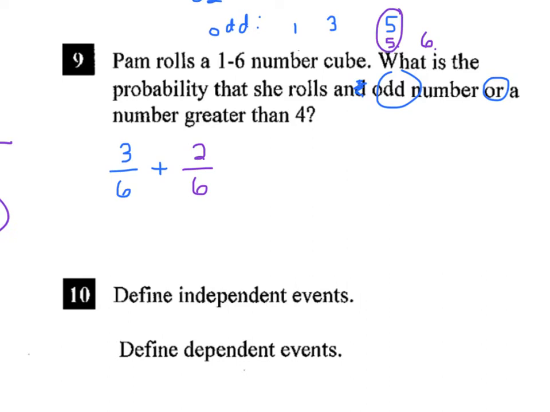So since there's one number that overlaps, we need to take that away. So we're going to take away 1/6. So on the bottom, 6 stays. 3 plus 2 is 5. And then we'll take away the 1. So that's 4/6, which reduces to 2/3 or 67%.